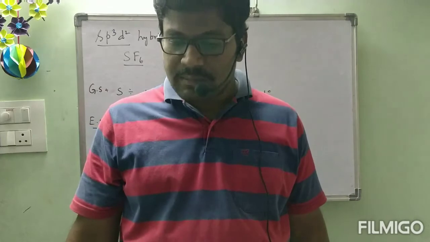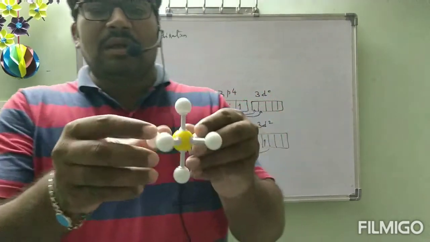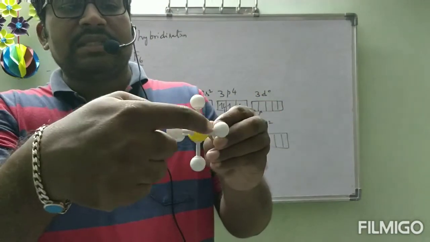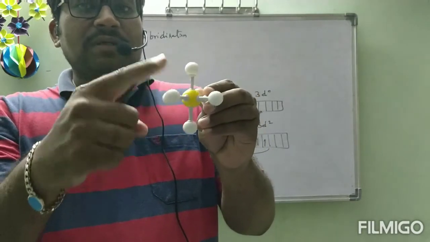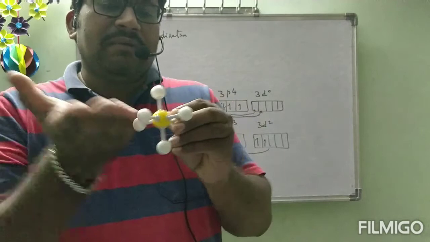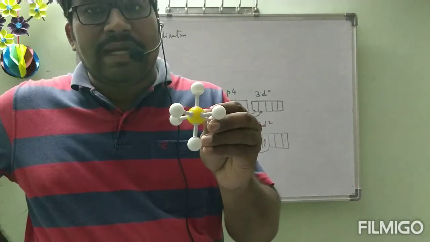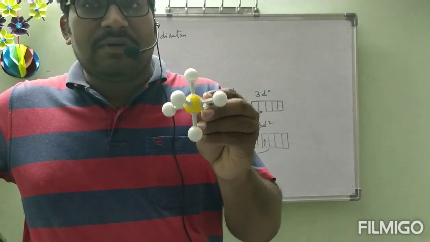Octahedral or square bipyramidal. Bond angle, here these two 90 degrees, these are bond angles. Every bond angle is 90 degrees only. Between axial bonds 180 degrees. Between equatorial bonds 90. Between axial and equatorial also 90 only.